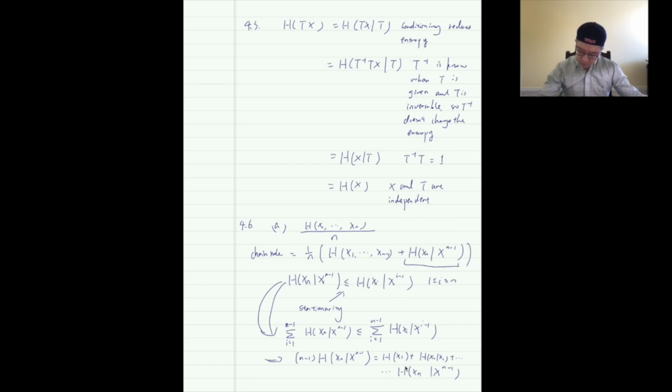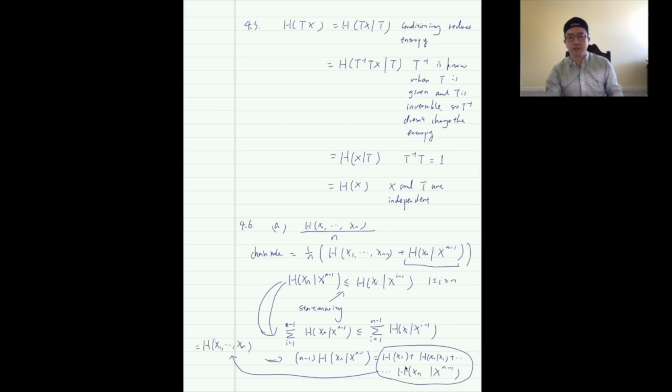Maybe we don't have much space here, so maybe we can write it like this. This is exactly equal to H(X1 to Xn). That is the definition of the chain rule. So given that, what we can get is as follows: n minus 1 times H(Xn given X_{n-1}) equals H(X1 till X_{n-1}), which is something that we want, right?